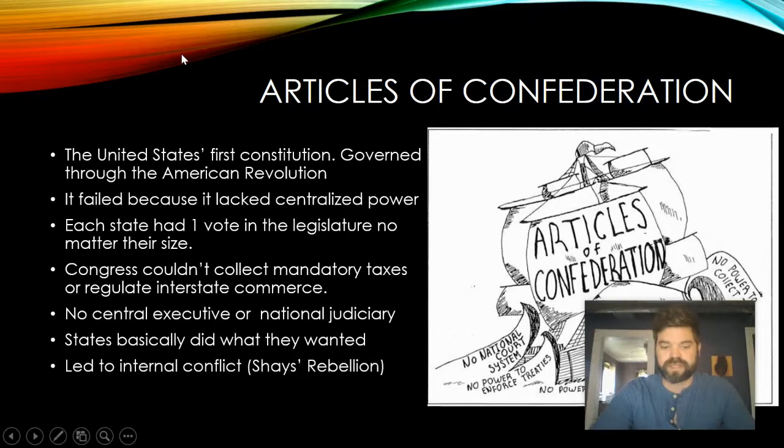This led to internal conflict. You remember Shays' Rebellion, a rebellion of farmers in Massachusetts. The state of Massachusetts could do very little to fight back against it. They asked the federal government for help to quell the rebellion, and the federal government had very little recourse to deal with internal rebellions. So Shays' Rebellion was a wake-up call, especially to elitist property owners, that the Articles of Confederation were a threat to their property. In a lot of ways, Shays' Rebellion is why we have our current Constitution.